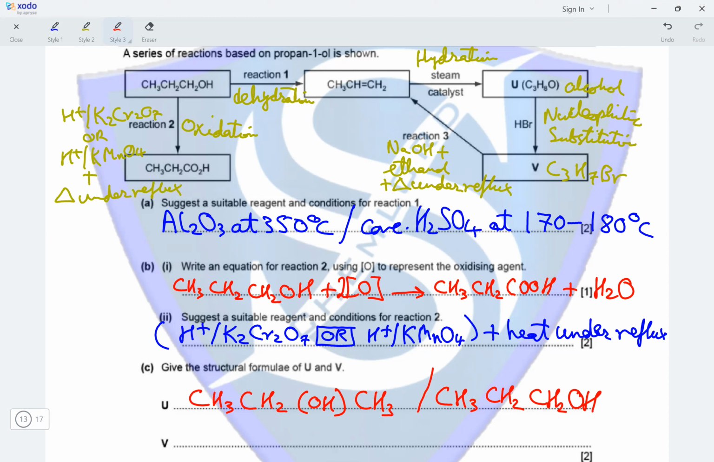And because of this, the product V would depend on which alcohol is formed. So if it is a secondary alcohol, then product V would be CH3CHBrCH3, because OH is replaced by Br. And if it is the primary alcohol, then compound V would be CH3CH2CH2Br. This will be a primary halogenoalkane.